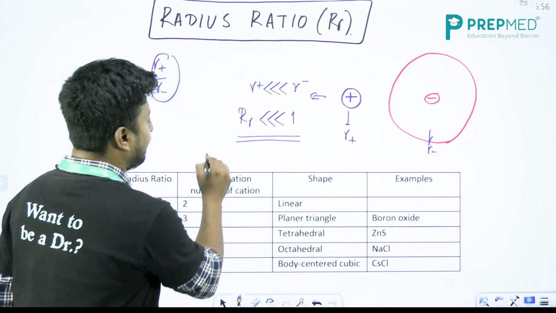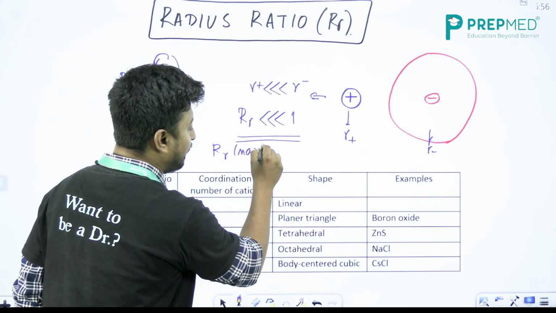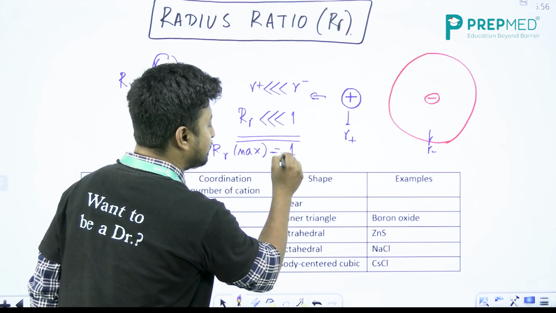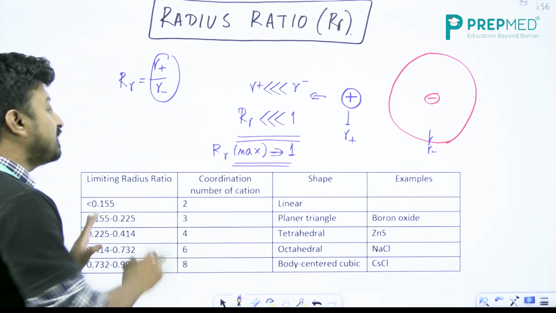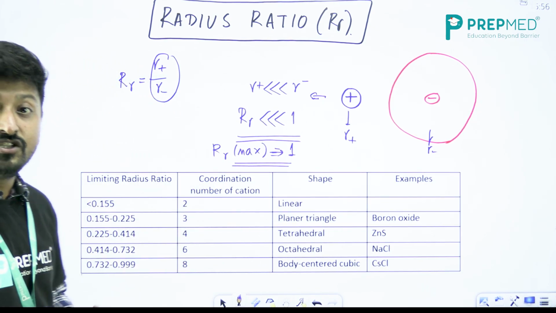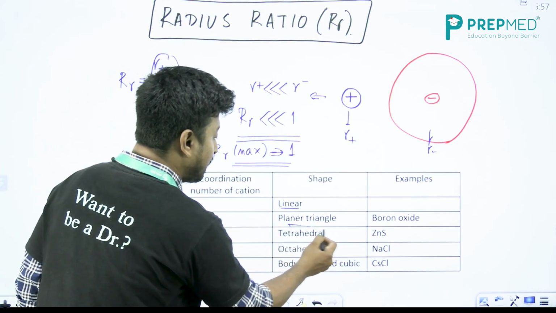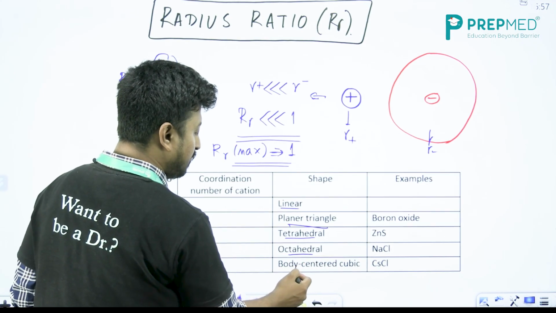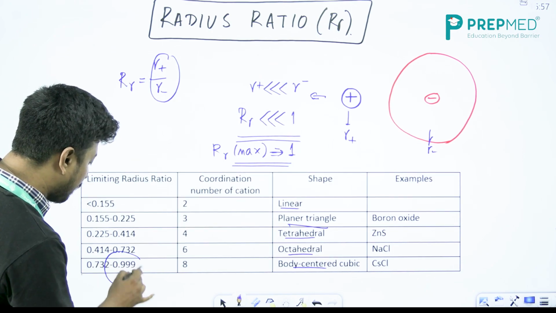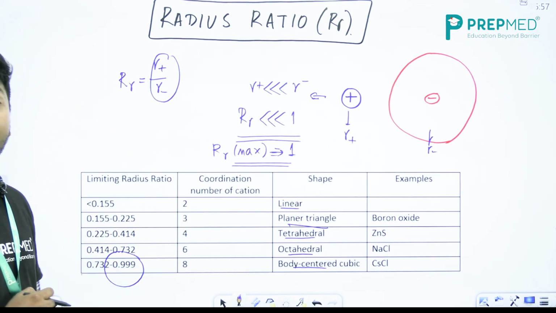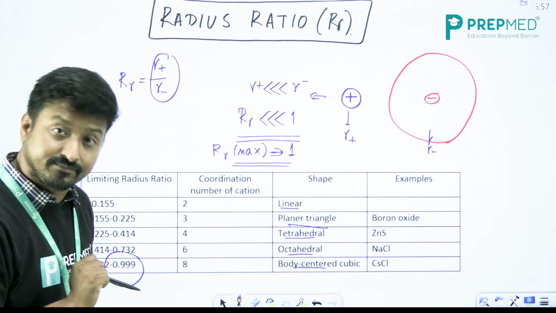That means, if I ask what the maximum value of the radius ratio will be, it will always tend to 1. The R max value will be 1. Now you can see here a list of important geometries such as linear, planar triangle, tetrahedral, octahedral, BCC geometries. In these geometries you will find the maximum value of the radius ratio is 0.999, which is almost near to 1, right?